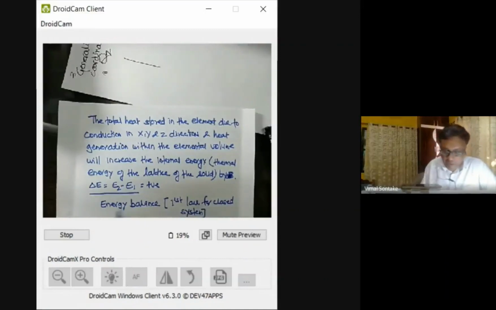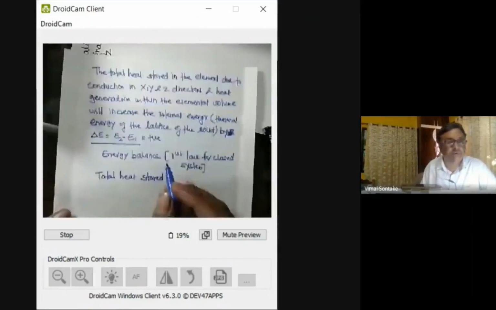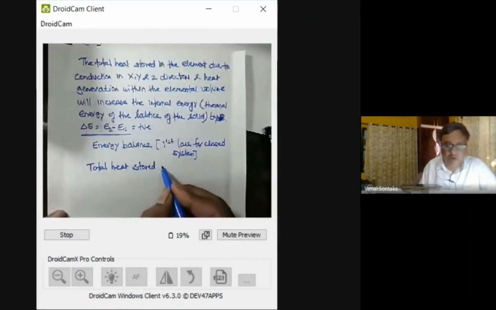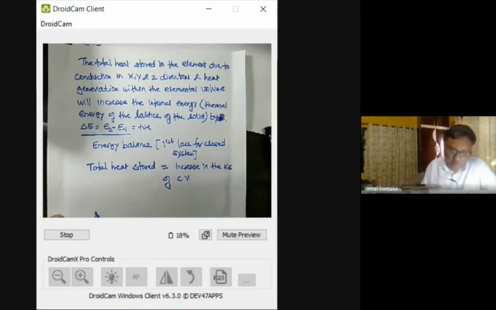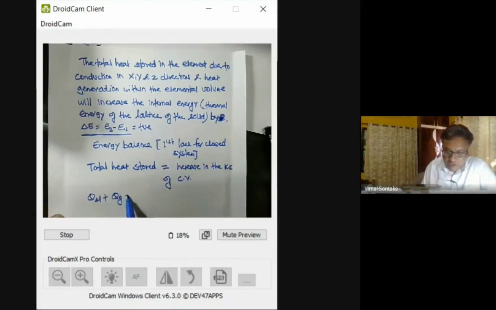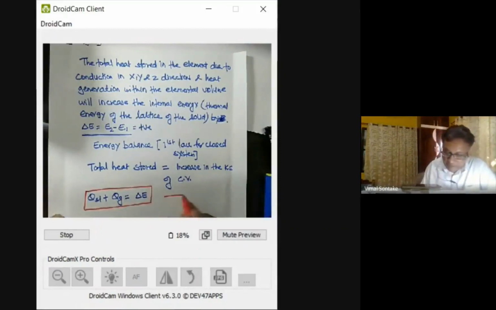So what it will give me, total heat stored is equal to increase in the energy of control volume, or in symbolic form, Q stored plus Qg is equal to delta E. Okay, so this will be equation number 6, let's say.